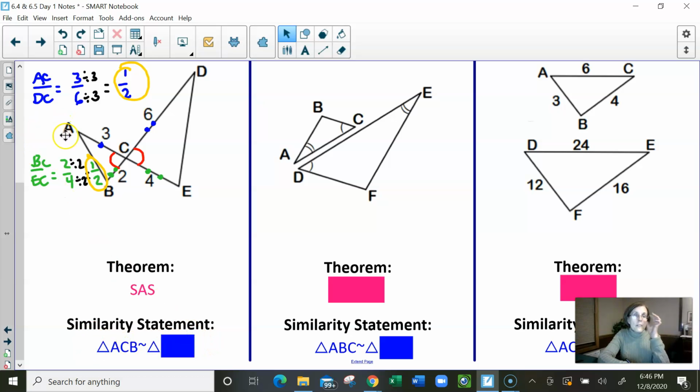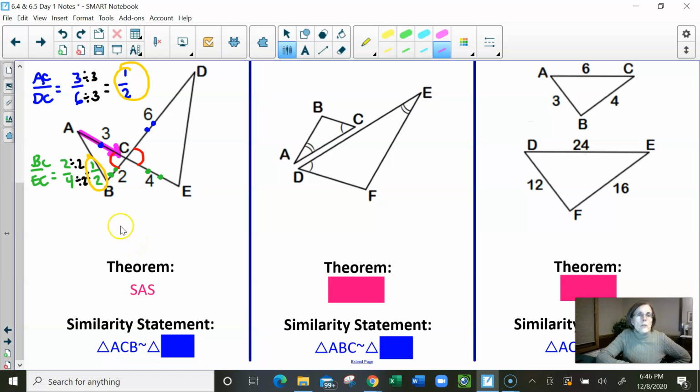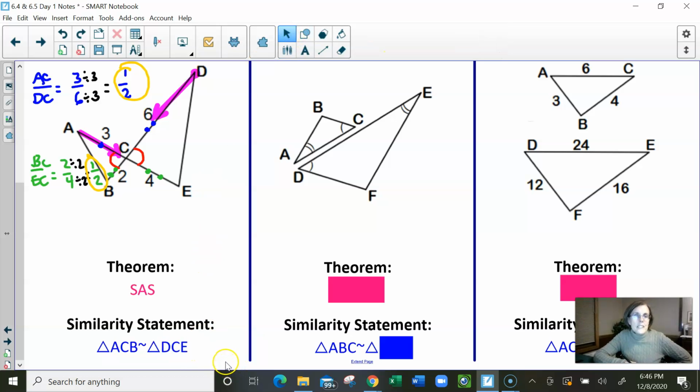If we start with angle A and we go to C, let's see if we can figure this out. If we start at A and we go toward C, where are we going to start with our other triangle? We would need to start with D, and we're going to go along that side that is corresponding. So that would be DCE.